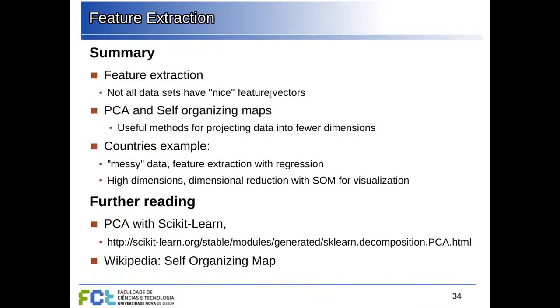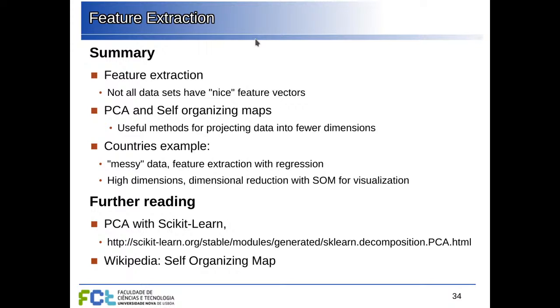Okay, so to sum up this part, we saw the idea of feature extraction. This is very important if you have data sets that do not have these nice vectors of features all with the same size and ready to use. And then we saw PCA and self-organizing maps as ways of working with high-dimensional data and extracting the features that we need. Feature extraction in general can be done with many different techniques. PCA and self-organizing map are just two examples of how we can reduce dimensionality into fewer dimensions.